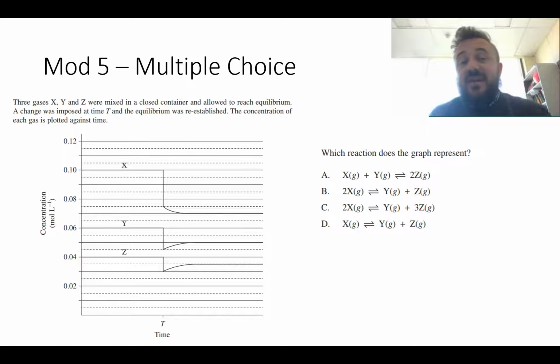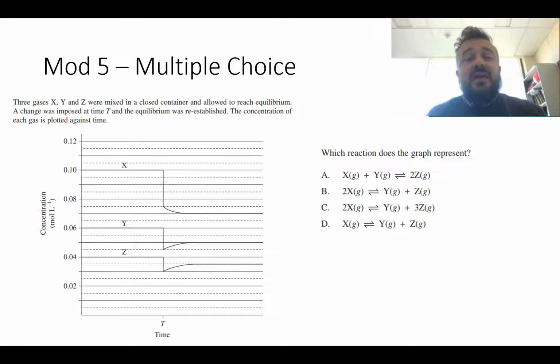We've got 3 gases, X, Y, Z, and they're mixed in a closed container and allowed to reach equilibrium. Okay, so we've got a closed system. A change was imposed at time t, that's labeled on the graph down here, and equilibrium was re-established. The concentration of each gas, that's what's on the y-axis, is plotted against time. So let's have a look at what's actually happening here.